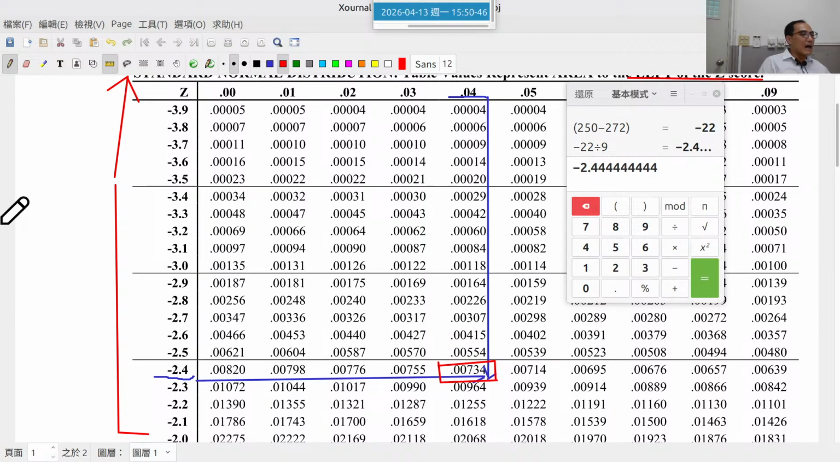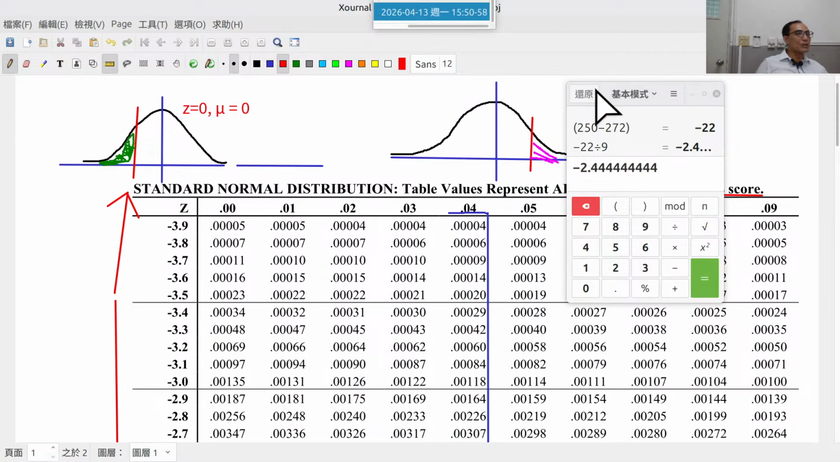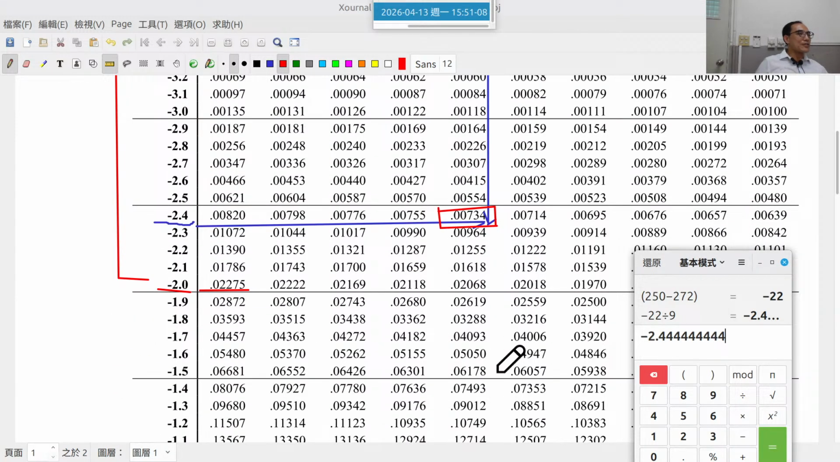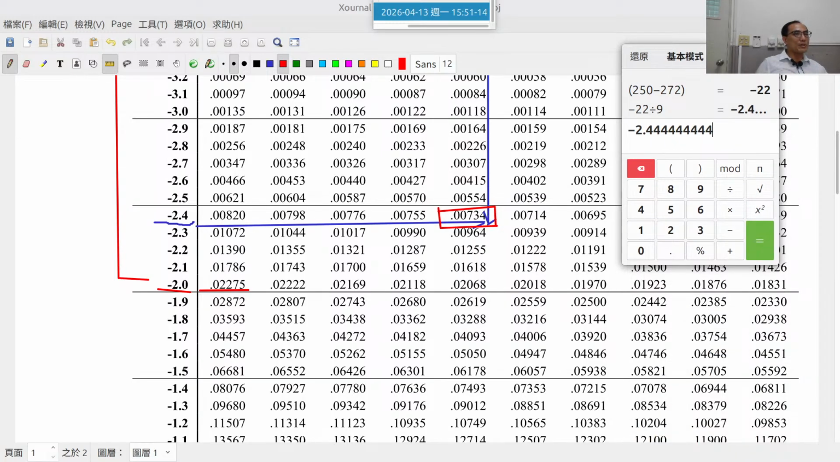The area on the left side will be 0.00734. Okay, do we need to subtract the number from 1? No, we don't need that, because according to the definition, the value represents the area to the left side of the z-score. Thus, the answer will be 0.00734. Okay, let's check our textbook.